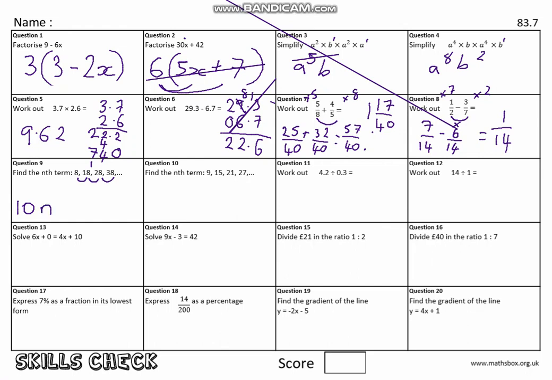And then I ask myself, how do I get from the number I've got here to the first number in my sequence? Well, to get from 10 to 8, I minus 2, okay? And that's my final answer.